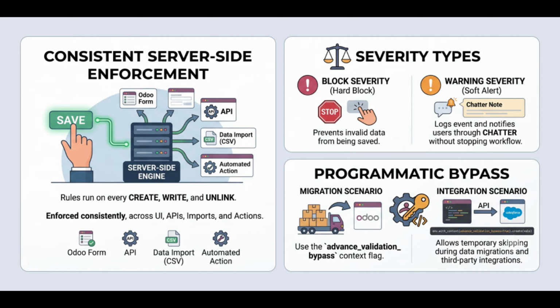Rules run server-side on every create, write, and unlink, including API calls, imports, and automated actions, so data quality is enforced consistently, not only in the user interface. Block severity prevents invalid data from being saved. Warning severity logs the event and can notify users through chatter without stopping the workflow.